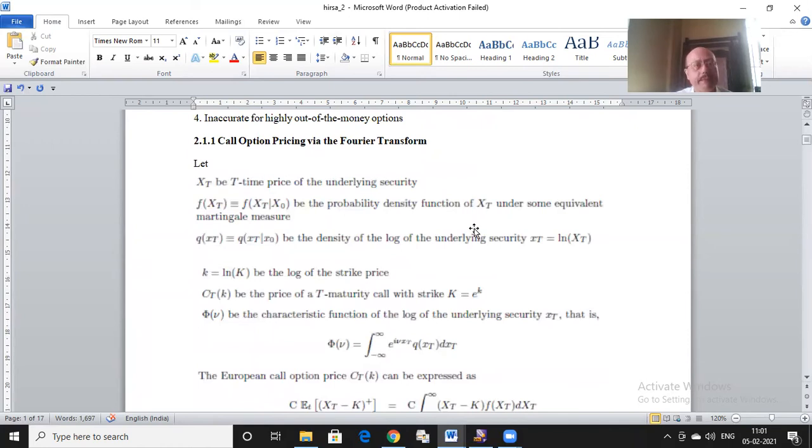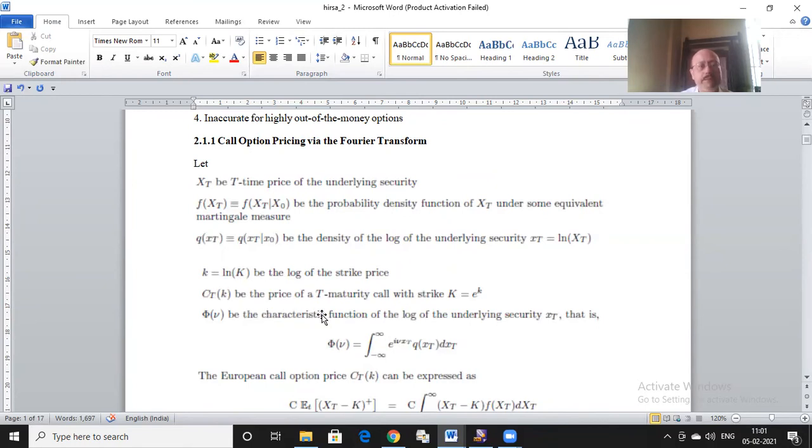So let capital X_T be the time-T price of the underlying security. So for the stock X, f_X(T) is the PDF under some equivalent martingale measure, and q(x_T) is the density of the log of the underlying security. So small x_T is nothing but log of capital X_T. This is our usual notation. Again, small k is log of the strike price, capital K.